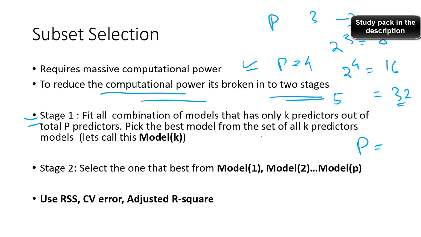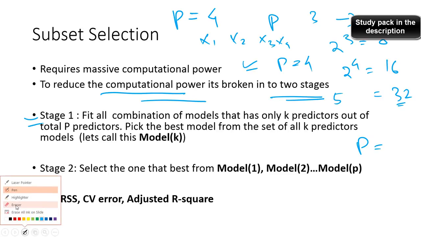So, and pick the best model from the set of k predictors. For each one of these models, let's say p is equal to 4, so there are 4 predictors: x1, x2, x3 and x4.